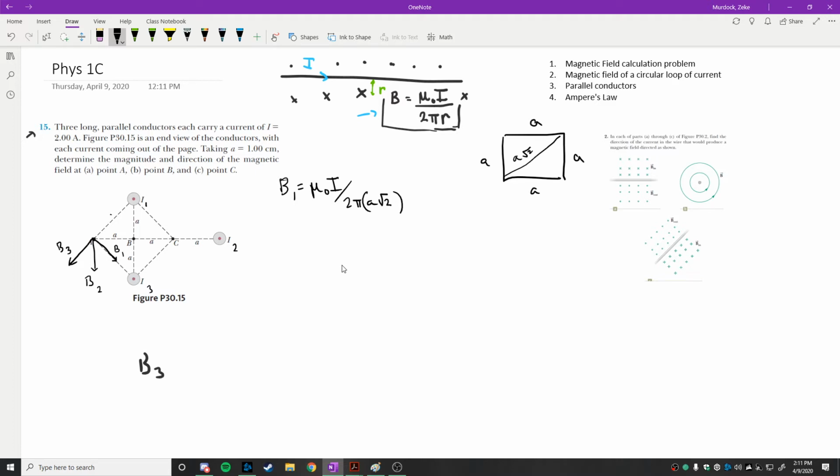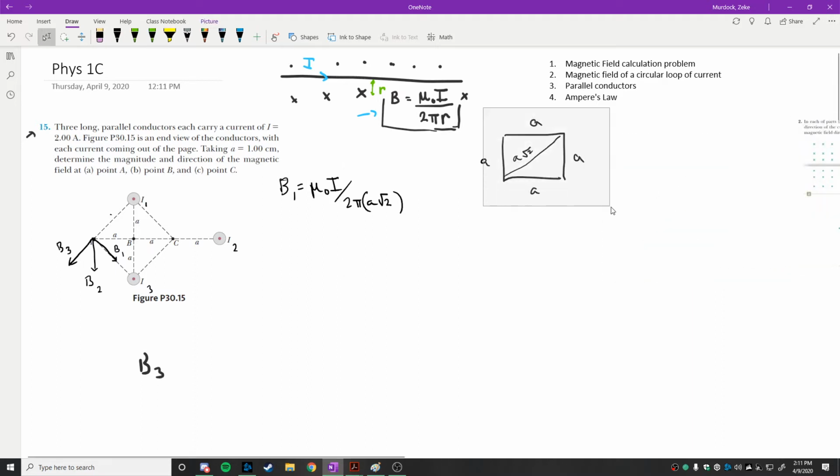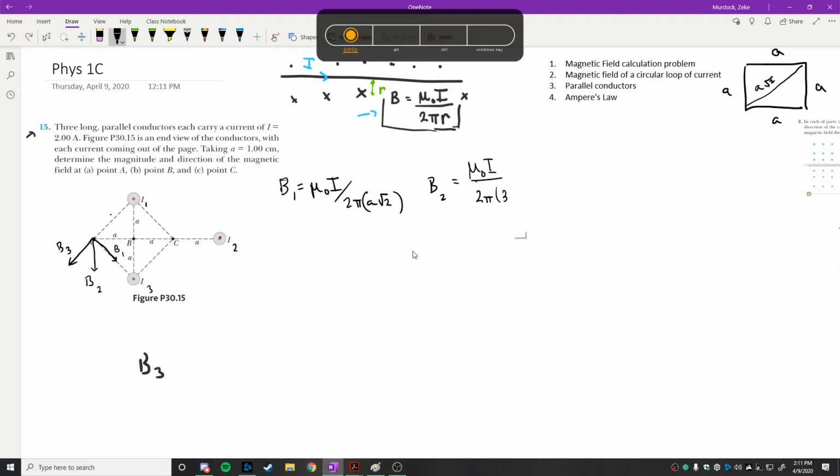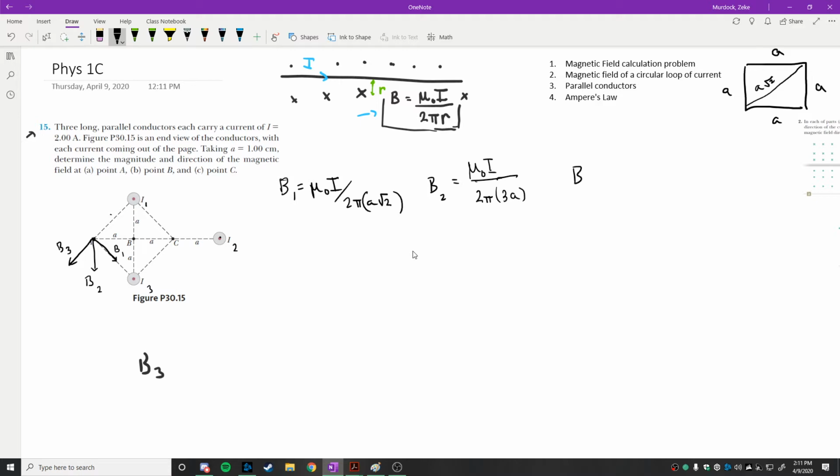All right. There's not a lot of room here. I need to move this over here. I don't really need this. We'll just move it up here somewhere. Okay, so that's B1. And then what's B2? B2 is going to be equal to also mu naught times I, and then we have to divide by 2 pi, and now I would say we're multiplying by the distance from I2 to here, which is, I think you guys can see, 3 times A. 3A. And then B3 is going to be exactly the same as B1.